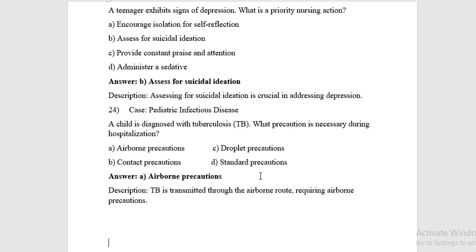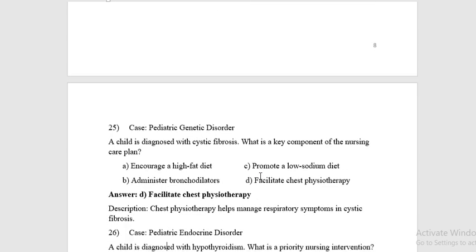The precaution for tuberculosis is airborne precautions because tuberculosis is transmitted through the air. So choice A is the best answer for this question.